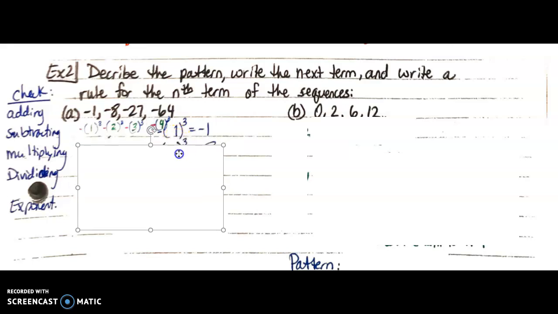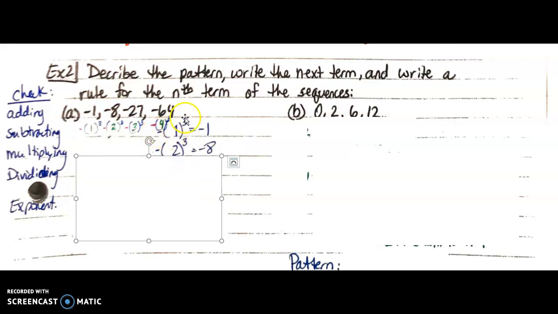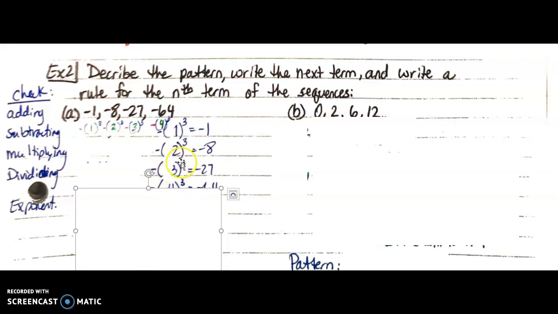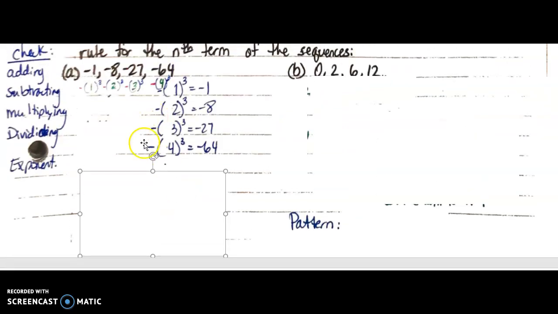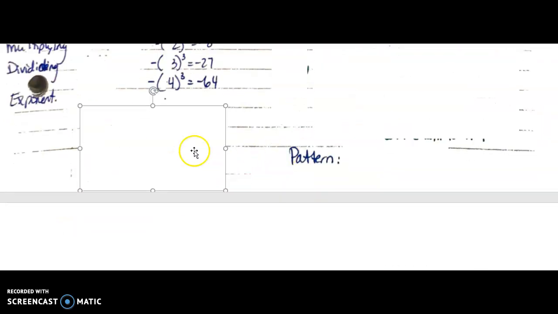So let me test it out. -1 cubed, that's -1. -2 cubed, that's -8. -3 cubed, that's -27. -4 cubed, that's -64. It looks like I found a pattern. So if I do -5 cubed, then I'm going to get -125. And that would be our next term in our sequence.